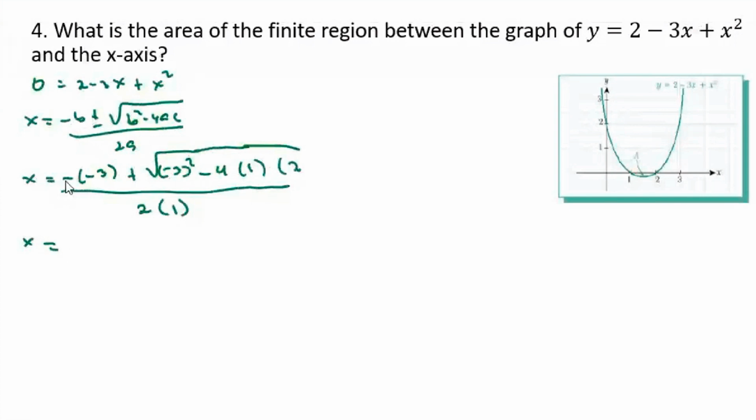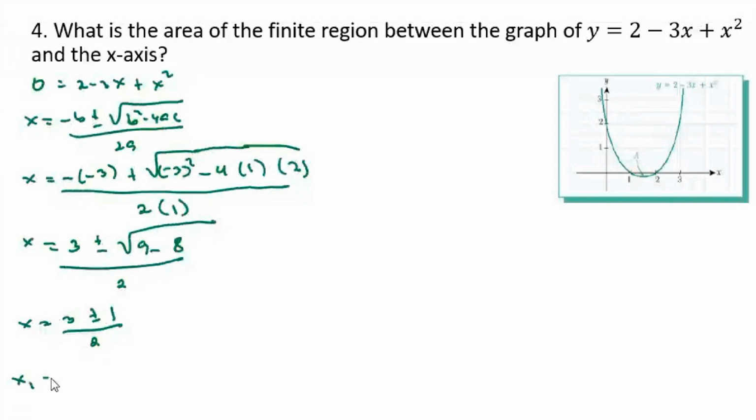So simplifying that one, the negative of negative 3 is positive 3, plus and minus the square root of, the square of negative 3 is 9, minus 4 times 1 times 2, we have 8, all over 2. So simplifying further, we have 3 plus and minus the square root of 9 minus 8, which is 1. The square root of 1 is 1, all over 2. So x sub 1 will be 3 plus 1 is 4.